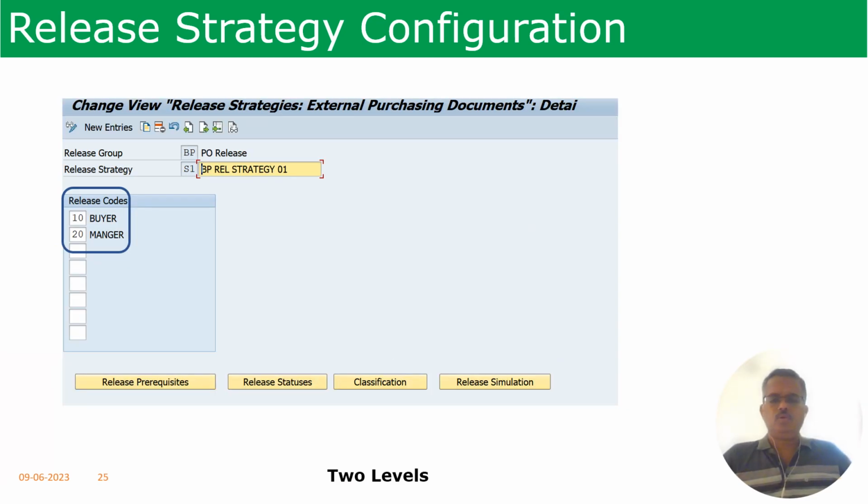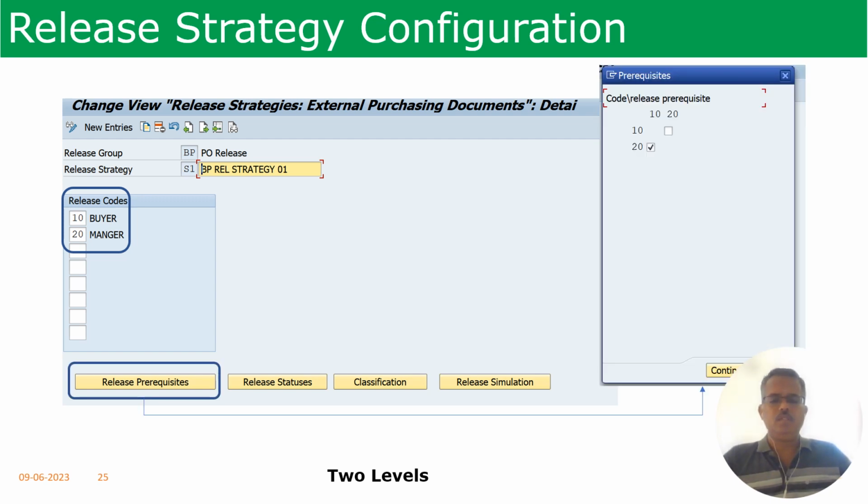Now here we are going to talk about the release procedure for two level approvals. So we are maintaining two release codes here, 10 and 20. Now click on the release prerequisite button. Here we can see on the right-hand side, in the column of 10 on the row of 20, there is a tick mark. This means for 20 to happen, there should be approval from 10. That is the meaning of the tick mark.